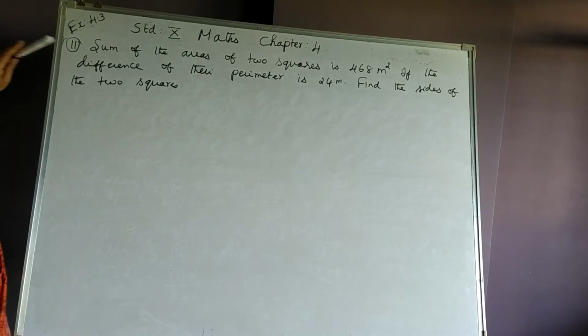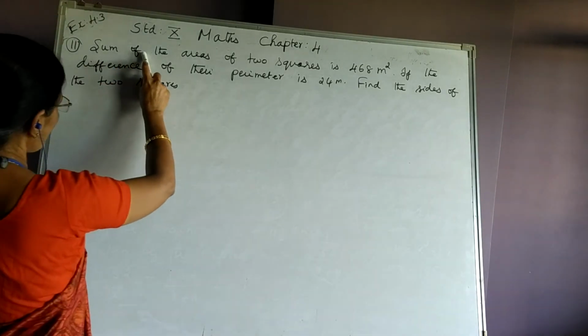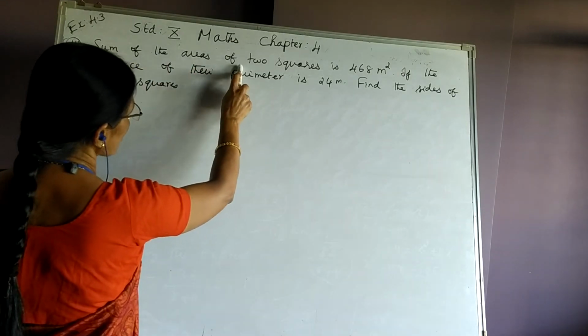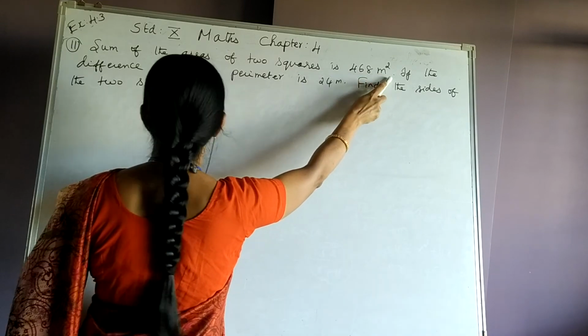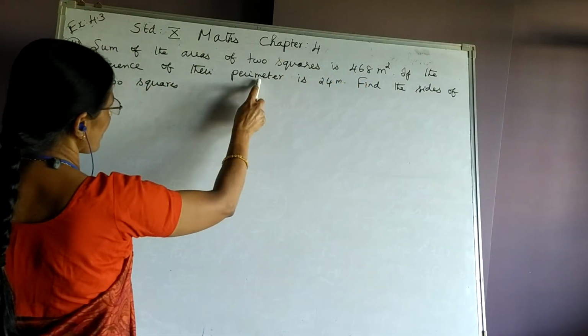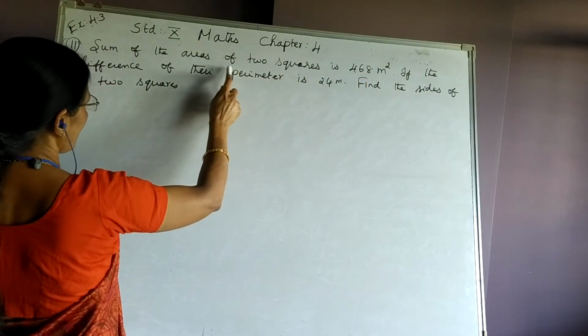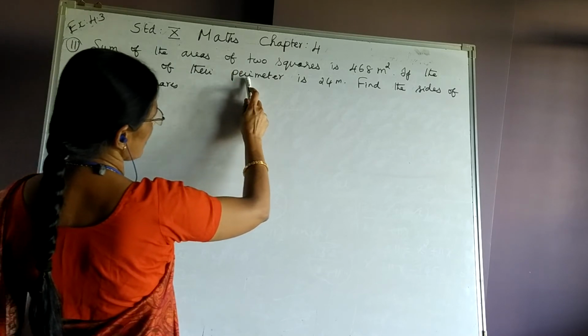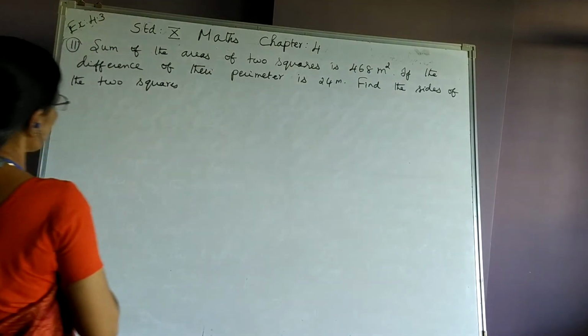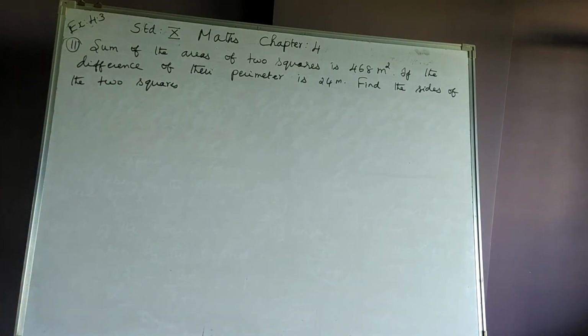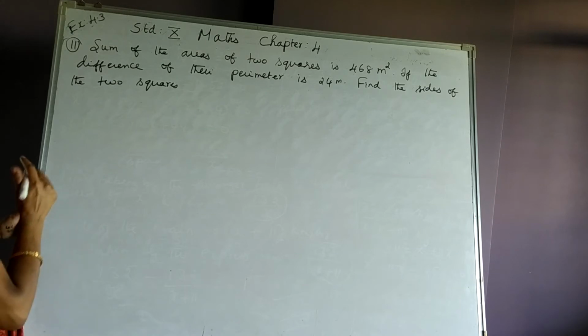Exercise 4.3, 11th problem. The sum of the areas of two squares is 468 meter square. If the difference of their perimeters, that is, the perimeter of the bigger square minus the perimeter of the smaller square, is 24 meters, find the sides of the two squares. So here there are two squares, one bigger and the other smaller. We are going to fix one's side as x.